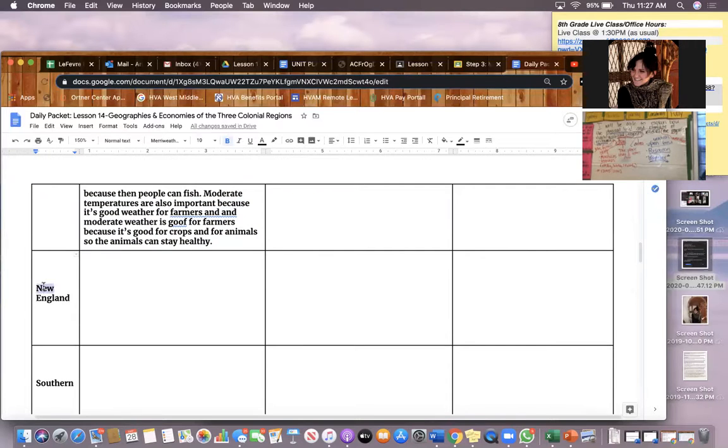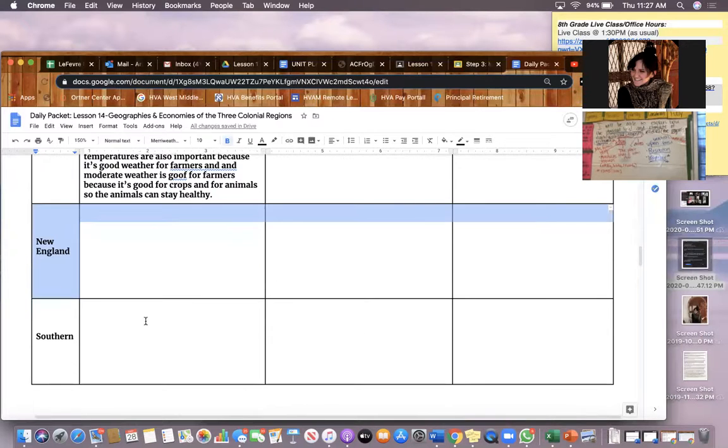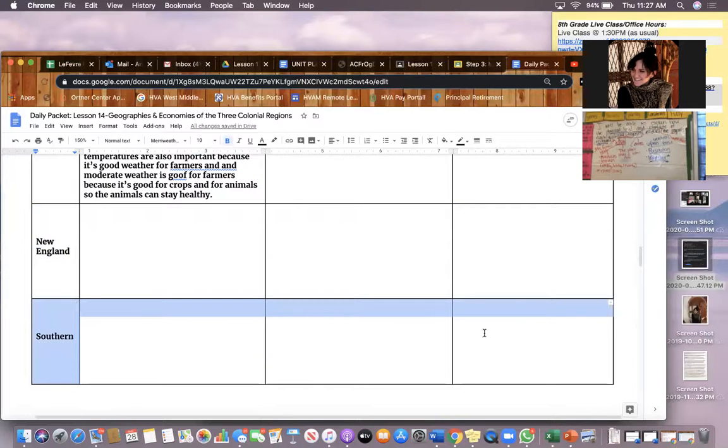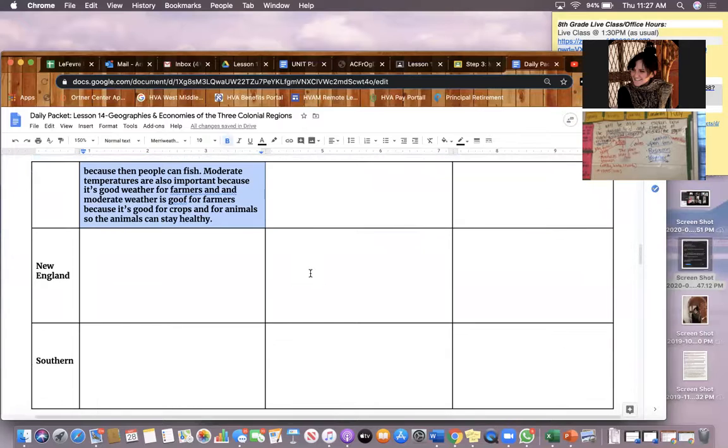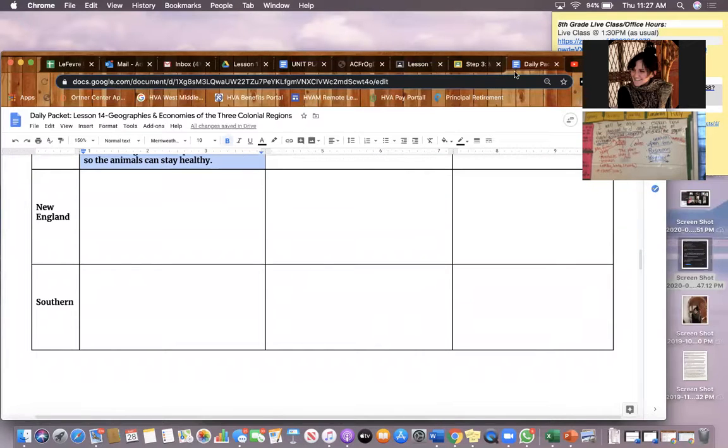The person who studied the New England Colonies today will help you fill in that row of your graphic organizer. The person who studied the Southern Colonies will fill you in on the information you need to complete the Southern Colonies row of your graphic organizer. If you're in a group of 3, each member is only responsible for one colonial region. So you today are responsible for one colonial region. By the end of tomorrow, this entire chart needs to be filled out.